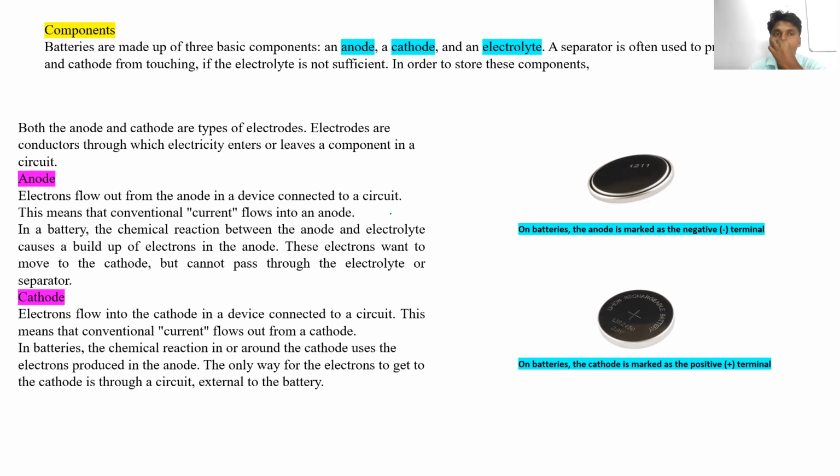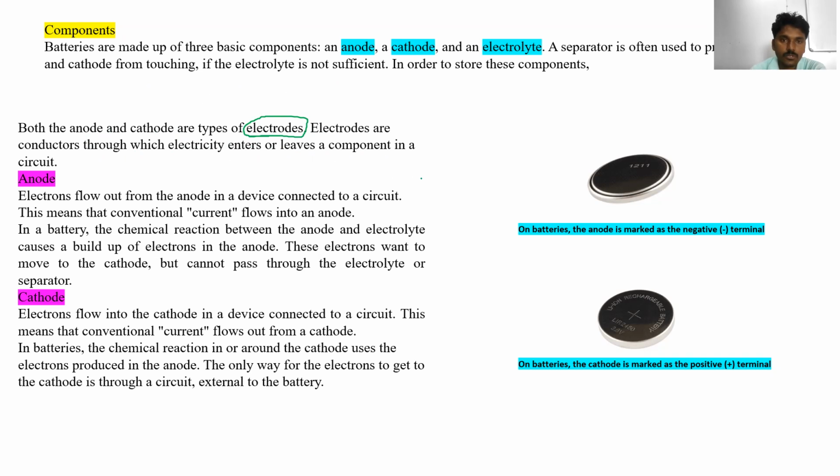Okay, what are the components in the batteries? Batteries are made up of anode, cathode, and electrolyte. Both the anode and cathode are types of electrodes. Electrodes are conductors through which electricity enters or leaves a component in a circuit.